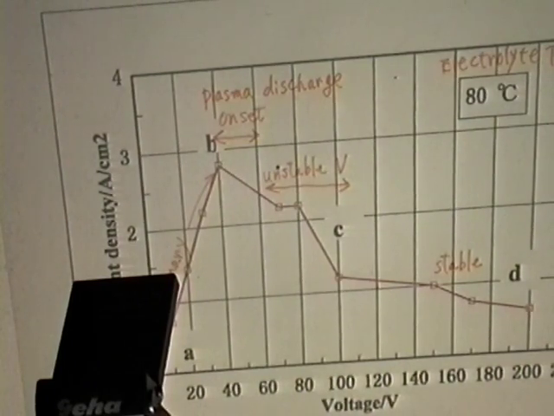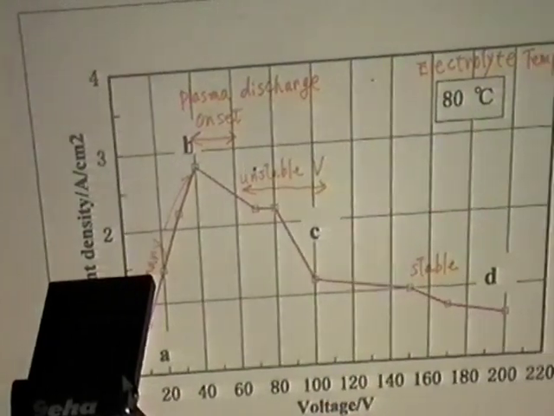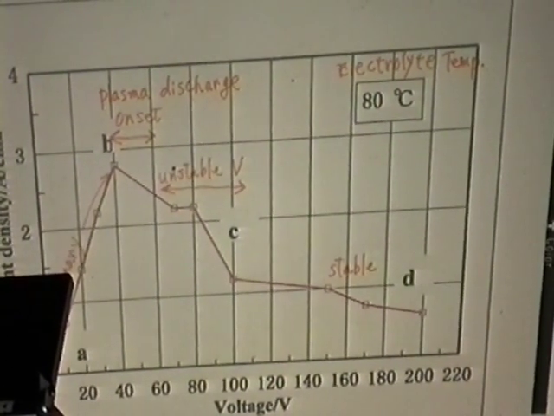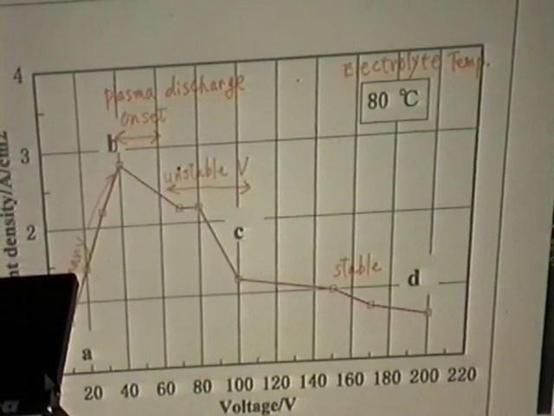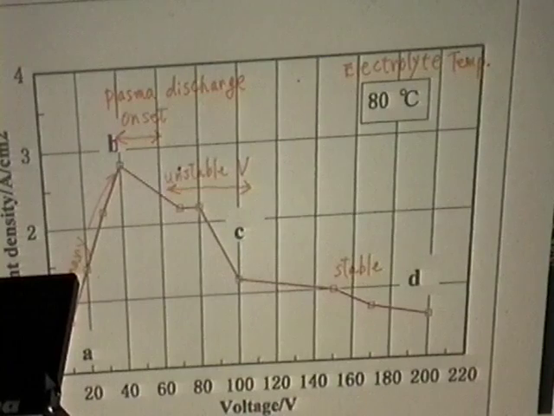I show you a typical correlation between voltage and current density at 80 degrees centigrade. Normally, cathodic electrolysis occurs under 40 volt at 80 degrees. However, above 40 volt, plasma electrolysis occurs. During plasma electrolysis, current-volt relation is inverse to normal electrolysis. As voltage increases, current decreases.